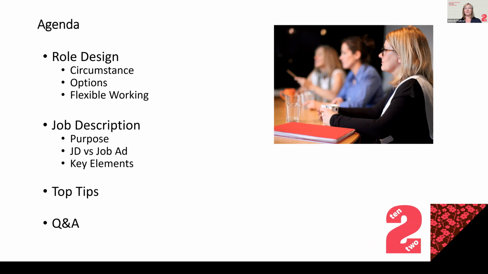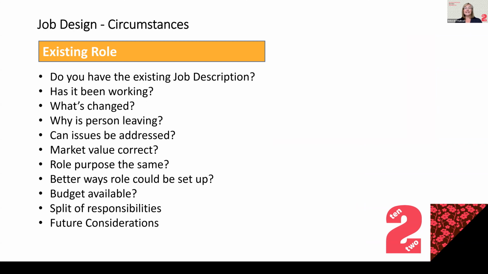So in our day-to-day lives, clients often come to us with a role that they want to fill because somebody's moved on, or sometimes they have a requirement for resourcing, but they don't quite know what it is. So I thought we'd start by going over the conversations that we would have with a client at that point, very early on in the process. And hopefully this will give you a flavour of some of the questions you should be asking yourself when you get to this point. So, an existing role.